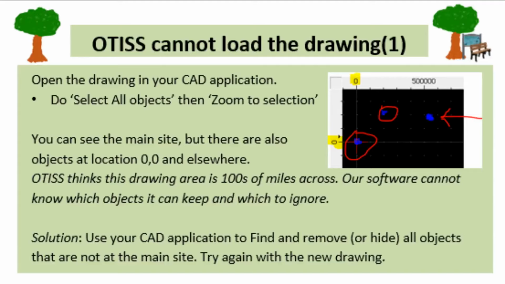So OTISS thinks this drawing area is hundreds of miles across, and our software cannot decide which objects to keep and which ones to ignore. So the solution is to use your CAD application to find and remove or hide all the objects that are not part of the main site, and then try again with the new drawing.